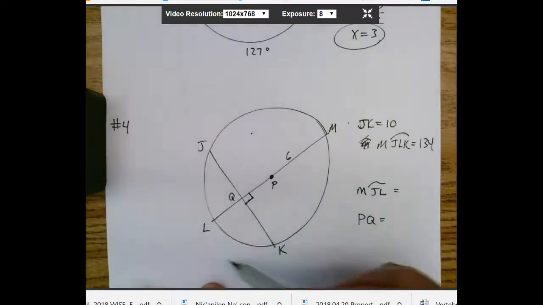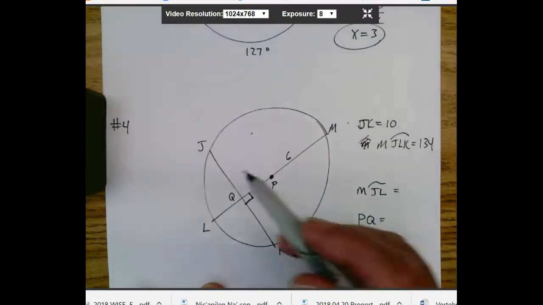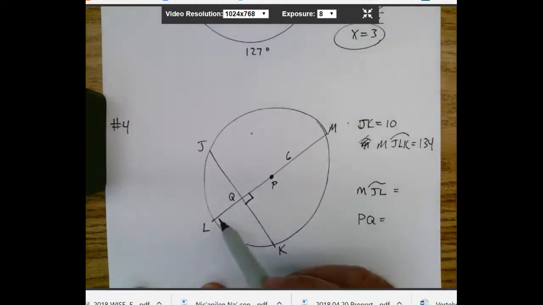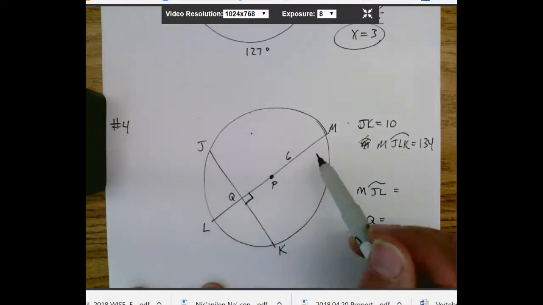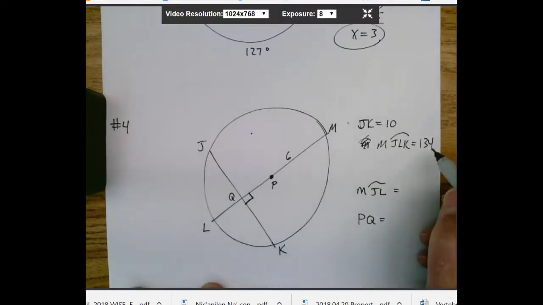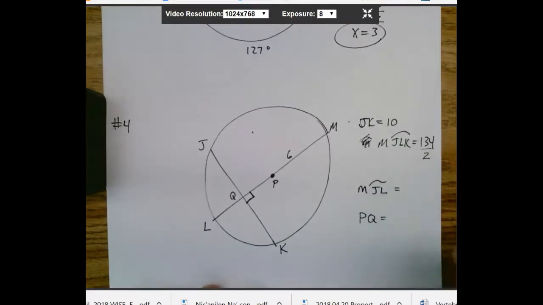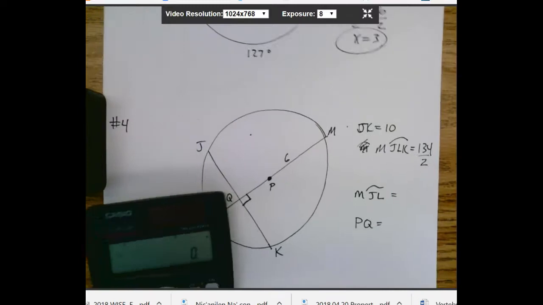If we want to figure out what JL is, if we know the whole thing is equal to 134, this looks like it's a right angle, looks like it's a bisector. So if this is 134, we would just divide that by 2. Let me get my calculator. So yeah, we just plug that in here.